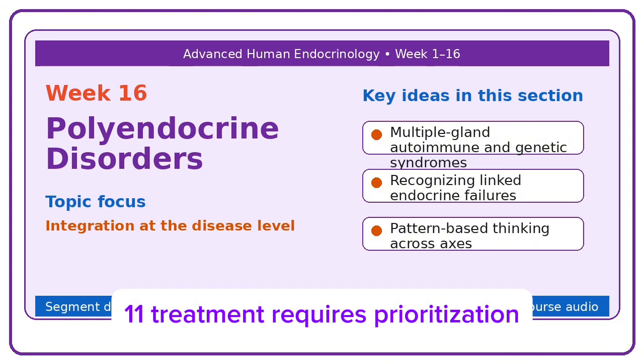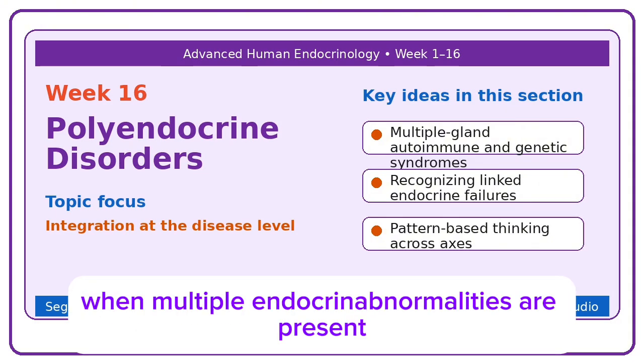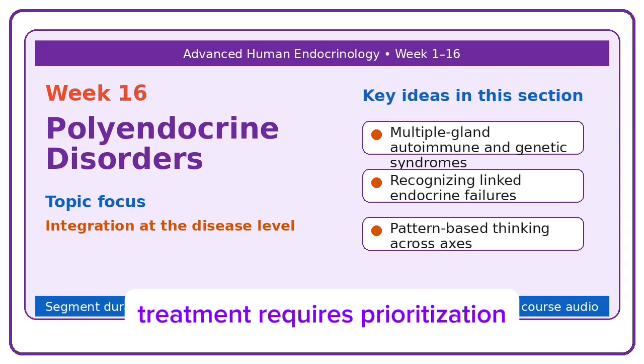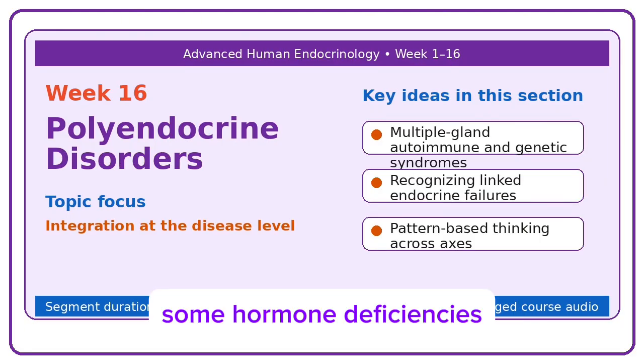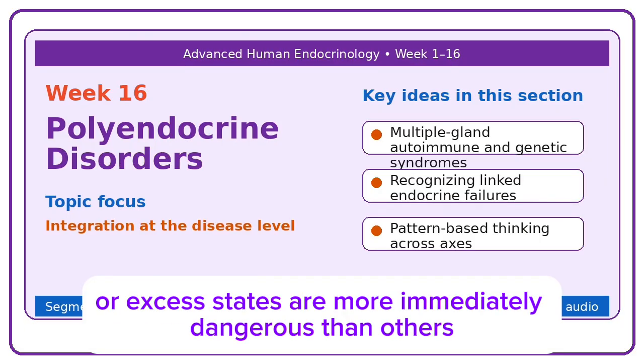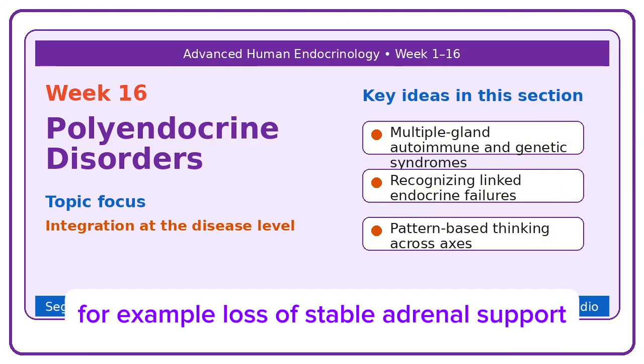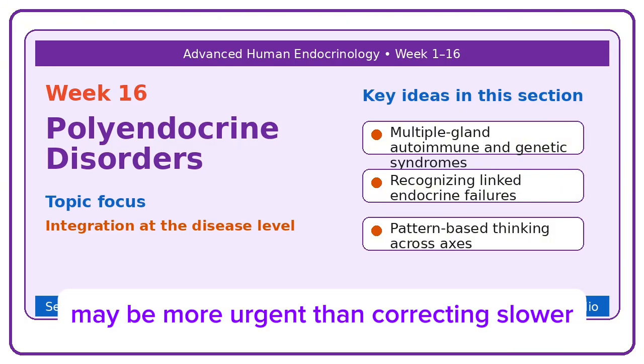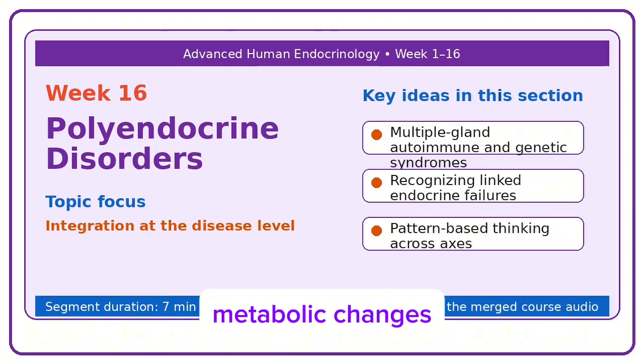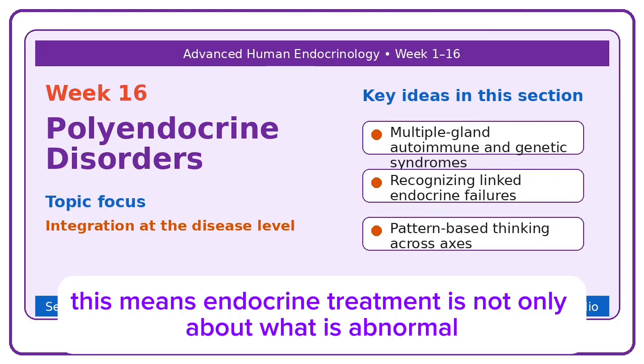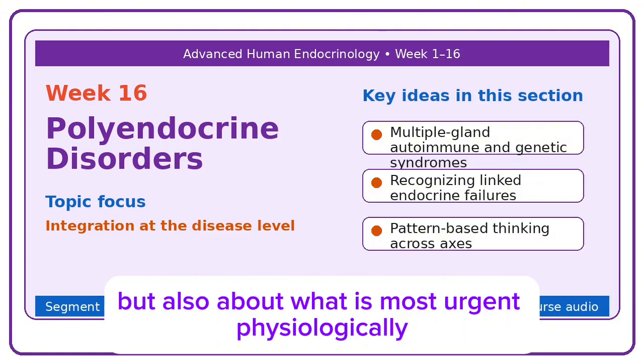11. Treatment requires prioritization. When multiple endocrine abnormalities are present, treatment requires prioritization. Some hormone deficiencies or excess states are more immediately dangerous than others. For example, loss of stable adrenal support may be more urgent than correcting slower metabolic changes. This means endocrine treatment is not only about what is abnormal, but also about what is most urgent physiologically.